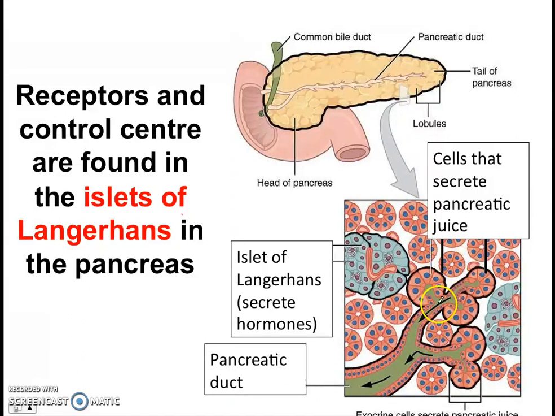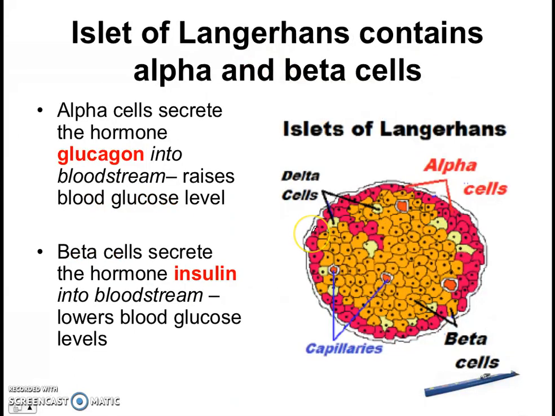Now, apart from these cells which secrete pancreatic juice, there are other cells which are grouped into islets of Langerhans. They look a bit like islands, right? So they're grouped into these islets, and these cells secrete hormones. They don't secrete enzymes, they secrete hormones. So if we take a closer look at the islet of Langerhans, this is one islet of Langerhans, it contains two main types of cells, alpha cells and beta cells.